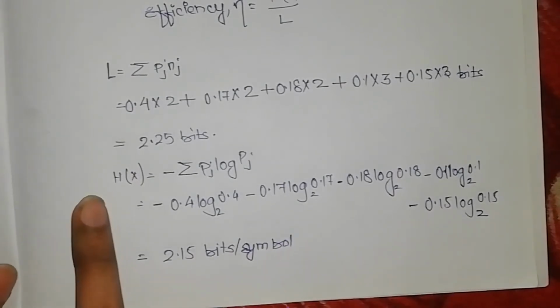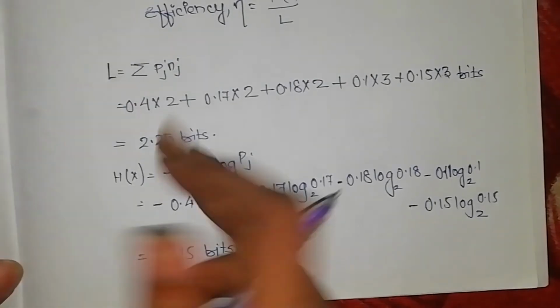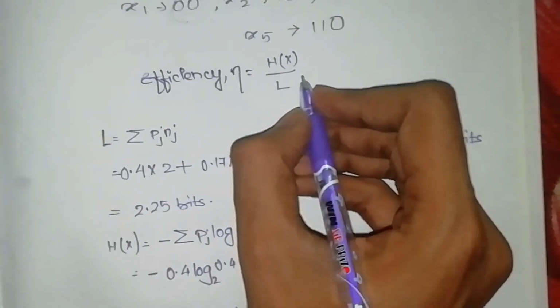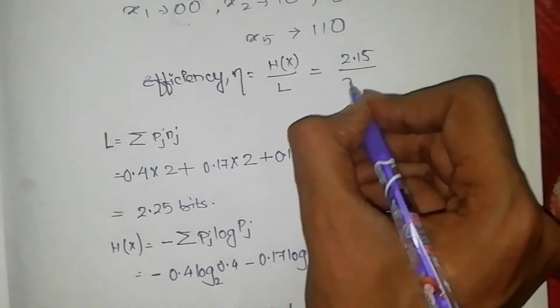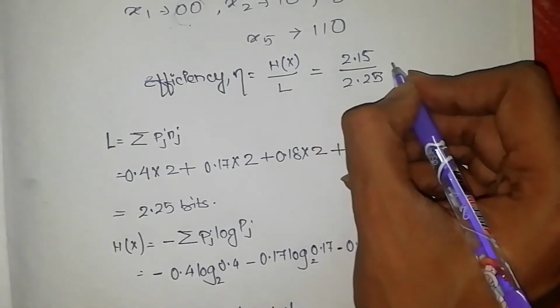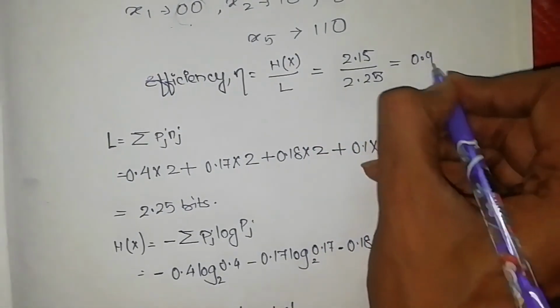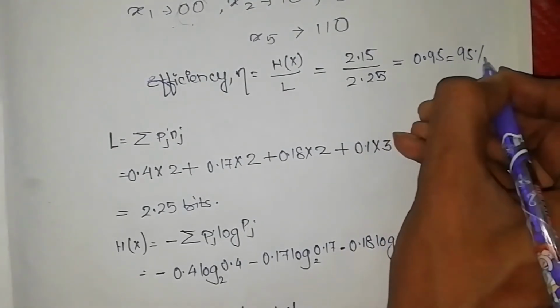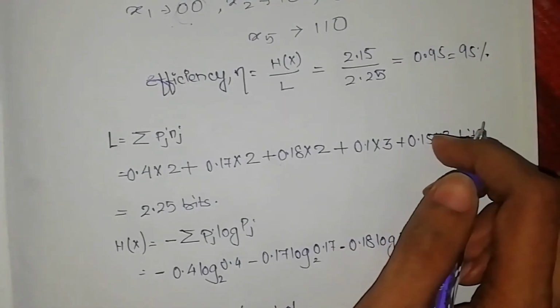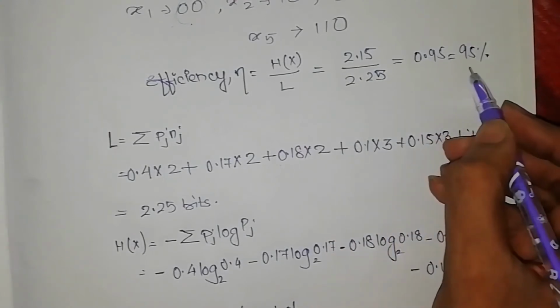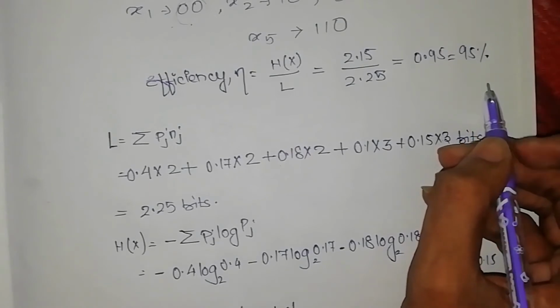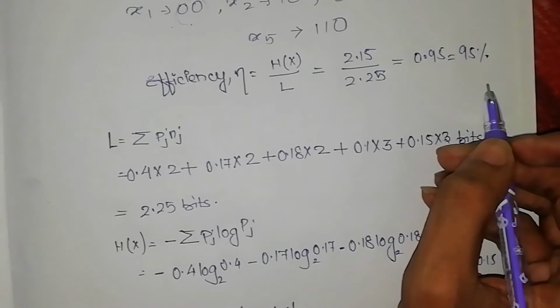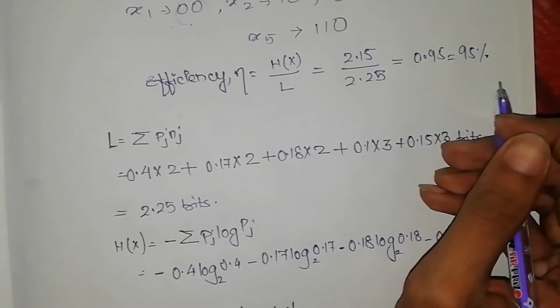So we got the value of entropy and the average code length. Now we can easily find out what is the efficiency. So this will be 2.15 by 2.25. This will be equal to 0.95, which is 95%. So we can see that the efficiency for this coding technique is very high and it is above 90%. So this is a preferable coding technique for the receiving and transmission of the message bits. So this was the basic concept of Shannon-Fano coding.